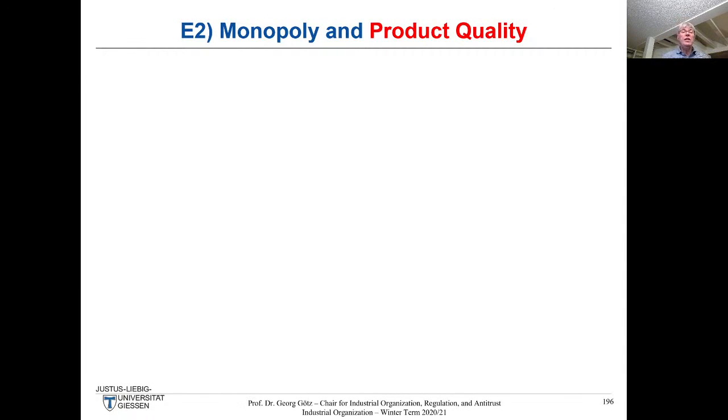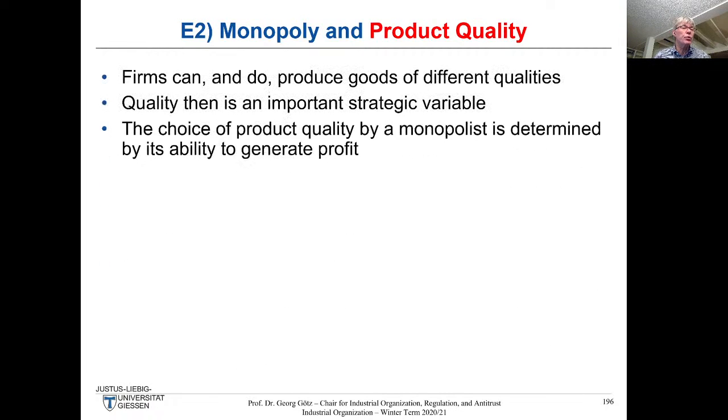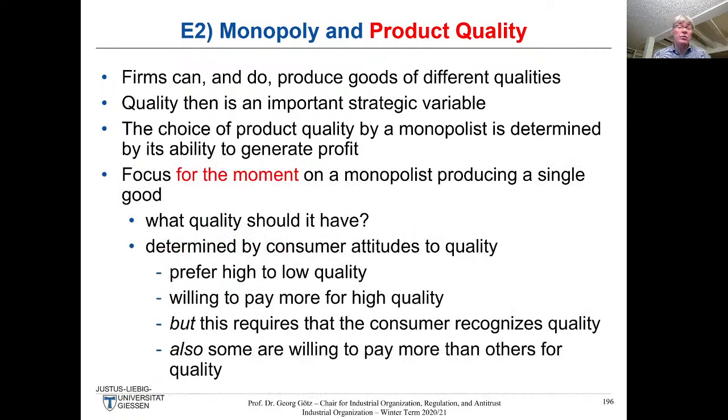Okay, so we now start with this discussion of product quality. So for the moment, we only focus on the question if our monopolist produces a single product and can choose the quality of the product. So quality, of course, is an important strategic variable, and of course, a monopolist determines the quality in order to maximize or to generate profit. For the moment, we focus on the single good case, and the question is then, which quality should it have?